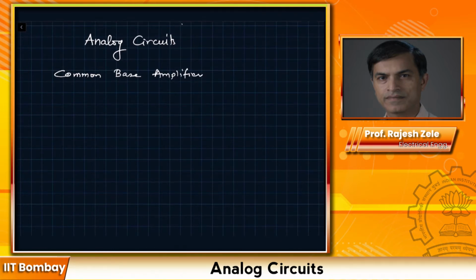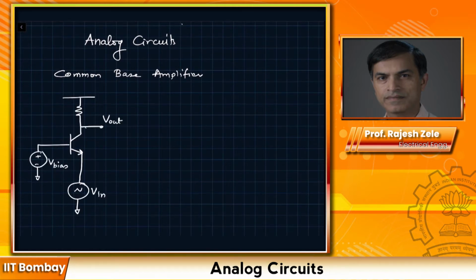Let me draw the schematic first and then explain it to you. First of all, the base is connected to a DC bias voltage source, V bias, over here, and input is applied between emitter and base over here, and the output is looked at between collector and base. Since we are applying a constant bias voltage over here, that node can be looked at as AC ground.